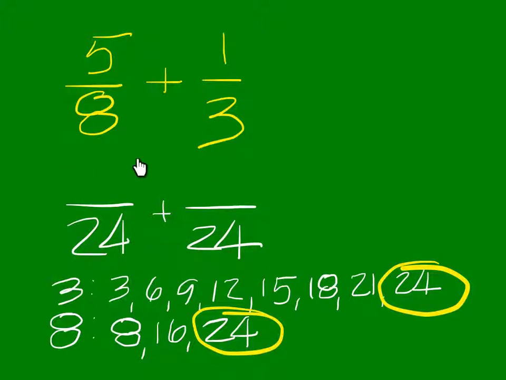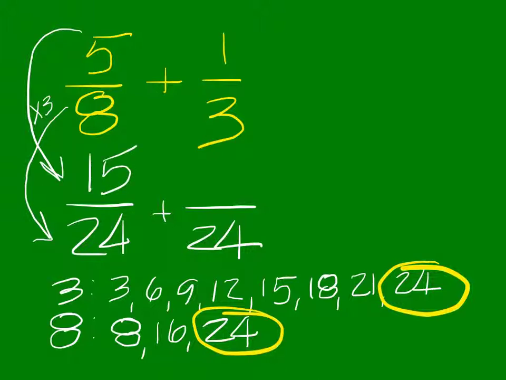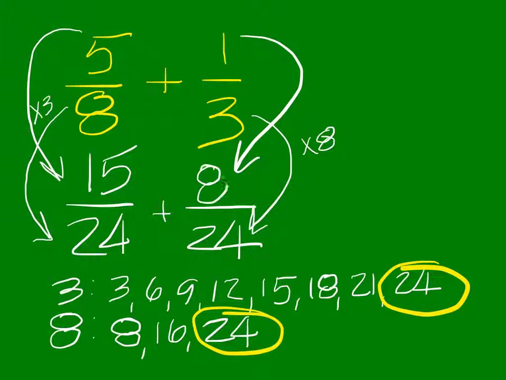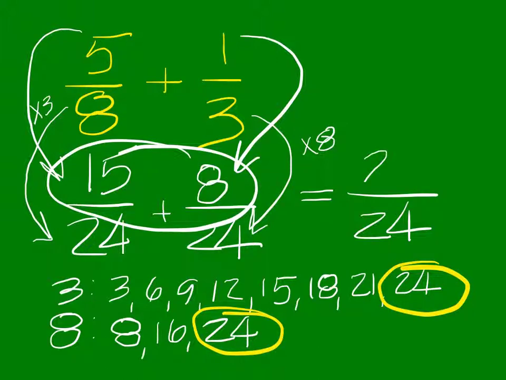Now, to change your top numbers, you have to figure out what you would multiply 8 by to get 24. What is that? 3. Yeah, so if I multiply 8 by 3, I have to multiply 5 by 3 to get what? 15. Now what would I multiply 3 by to get 24? 8. And what would I multiply 1 by? 8. And I would get what? 8. So to get your answer, you keep the denominator the same, but you add 15 and 8 to get 23.